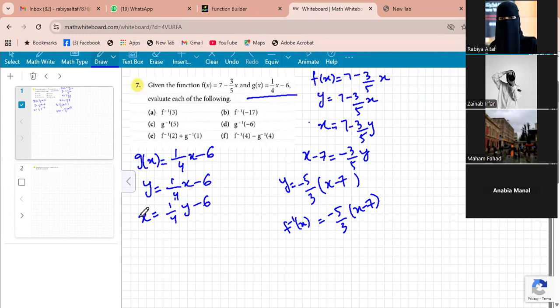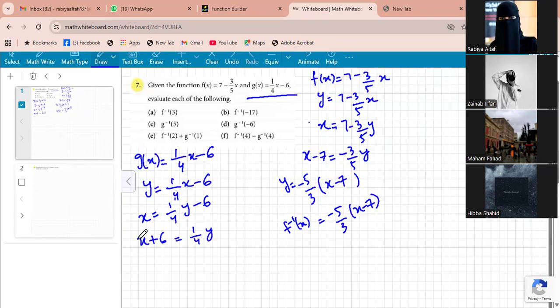What will be the next step? Afia, Nabia, Fatma, can you tell me the next step? Miss, we'll shift the minus 6 towards the side of x. Your voice is not clear, Hiba. Miss, I'm saying we'll shift minus 6. Yes, we need to shift minus 6 now. It will be positive 6. So we get x plus 6 equals to 1 over 4y.